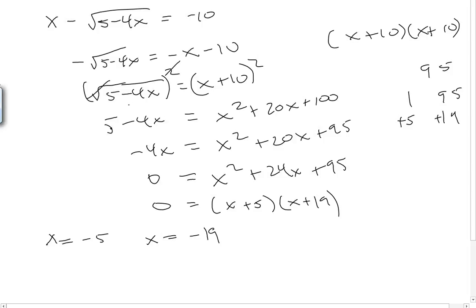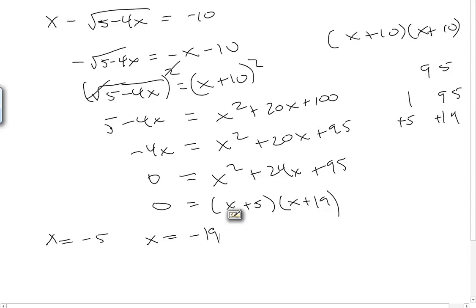So you have to isolate the radical completely and then square both sides. You'll be left with something that you know how to solve, so solve it. The problem is they may not both work. Maybe negative 19 works, maybe negative 5 doesn't. Maybe negative 5 works, maybe negative 19 doesn't. Maybe they both don't work. If they both don't work, that's no solution. But anything could happen here. So you have two answers, and you have to check them both.